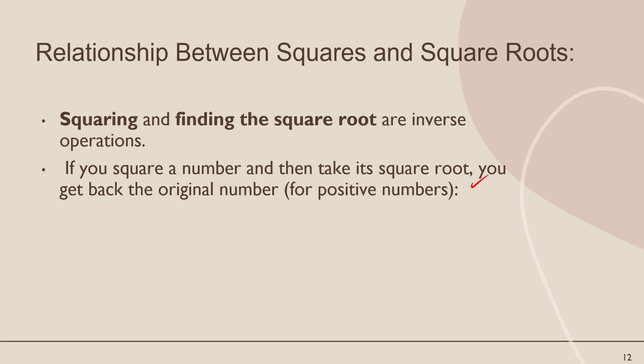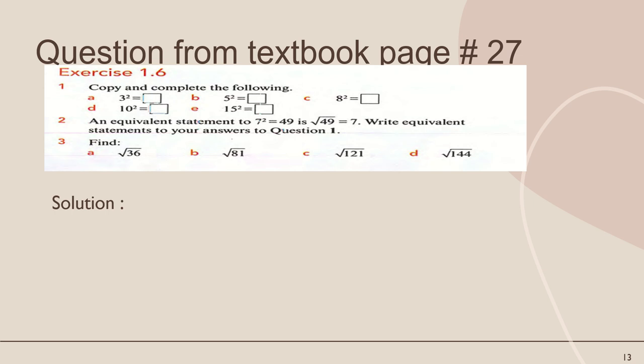Okay, this one I already told you about. If you square a number and then take its square root, you will get back the original number. Now these are some questions from the textbook, page number 27. Find the missing numbers. 3 squared is equal to 3 multiplied 2 times, 3 times 3, 9, so we write 9 here.